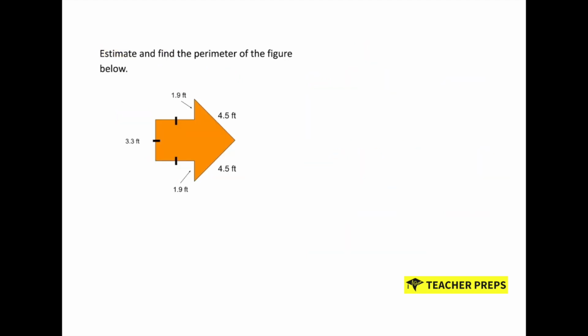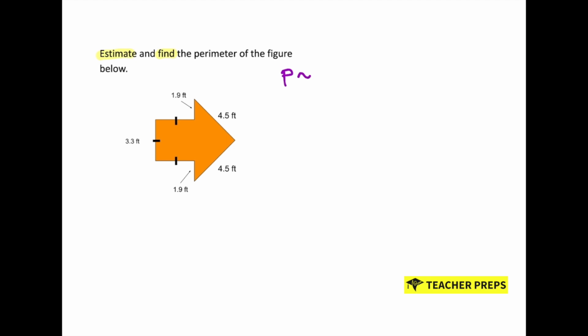Here's another example. It says to estimate and find the perimeter of the figure below, which means we're finding an estimation answer and the actual answer. I want you to pause the video, try it on your own, and when you're ready, hit play and we'll see how you did. Now let's see how you did.